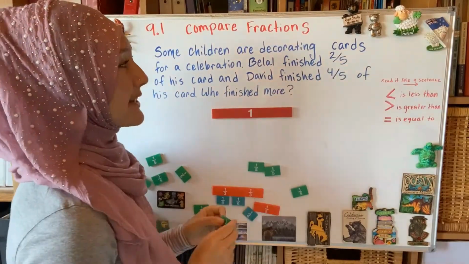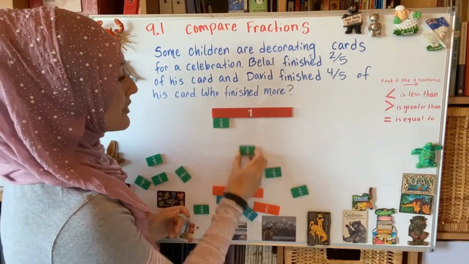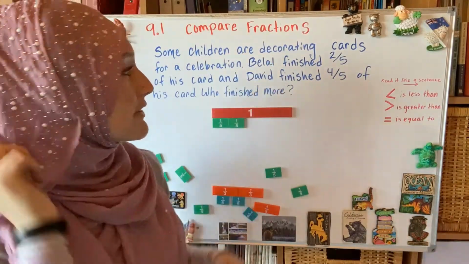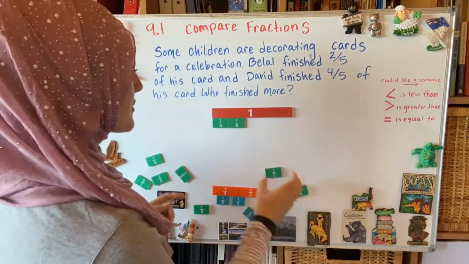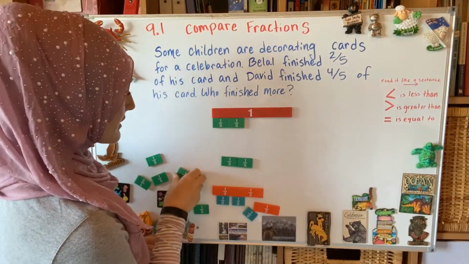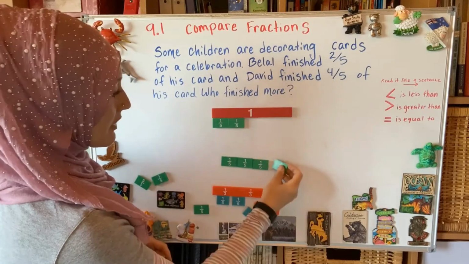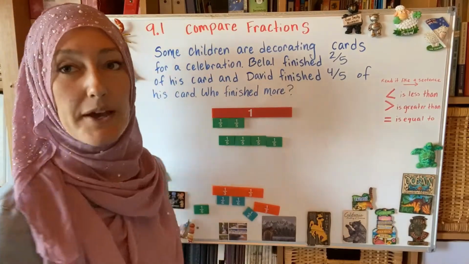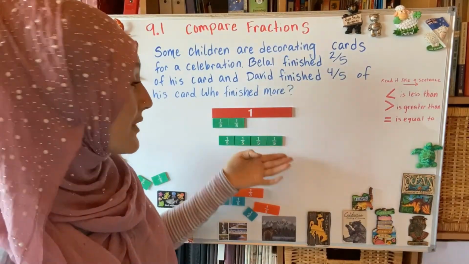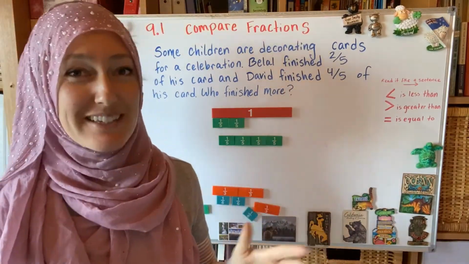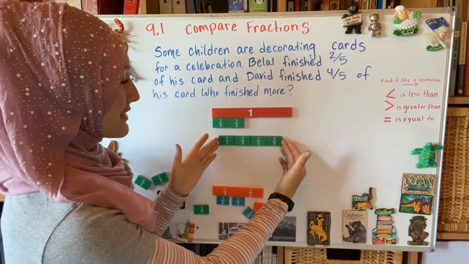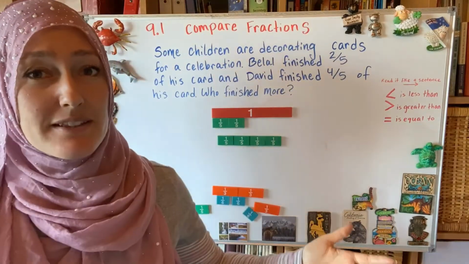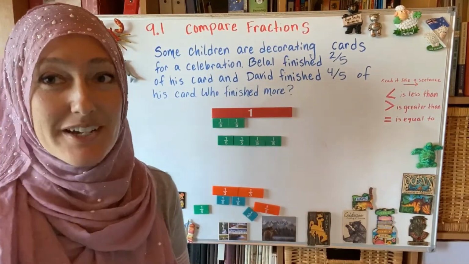So if I have a 5th sized piece, I need to have 2 of them to represent Bilal's card. So that's how much he finished. Then David finished 4/5 of his card. So I would represent that with 4 of these. Actually, I can put it up here like this. That would be David's card. These are great because you can really see clearly that David's card, he's going to have decorated more than Bilal's card, just by seeing that there's more of those sections that are completed.